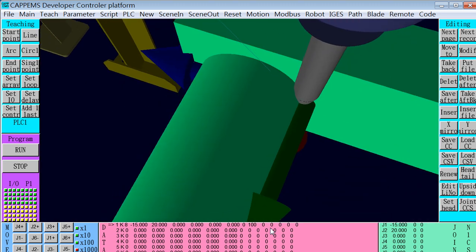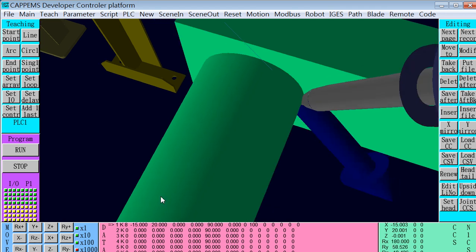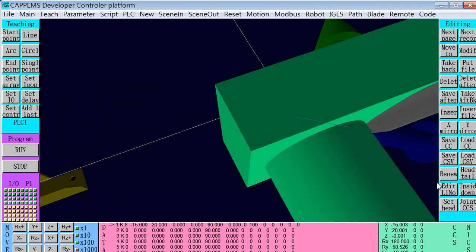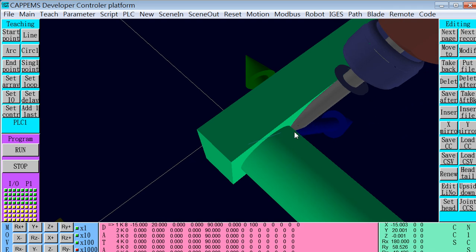Okay, we inclined along Y direction 30 degrees. Back to Cartesian coordinate system. Y minus 1, 2, 3 times, and turn along RZ once. Okay, so this is the welded points.